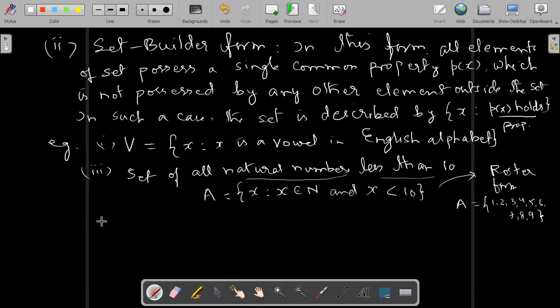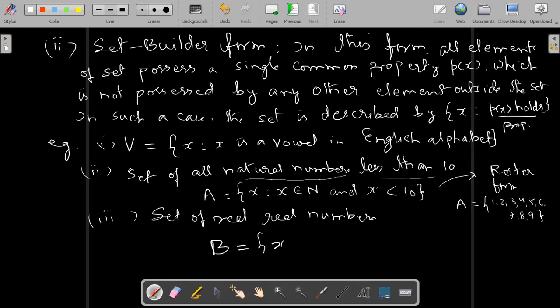Are you understanding? Suppose we take only the set of real numbers. Suppose I ask you to write the set of real numbers in set builder form. The set of real numbers means now we are taking all real numbers. There is no restriction. So in this case, we can say B is the set of all x such that x belongs to R. That's all. So this is an infinite set. Okay, got it.